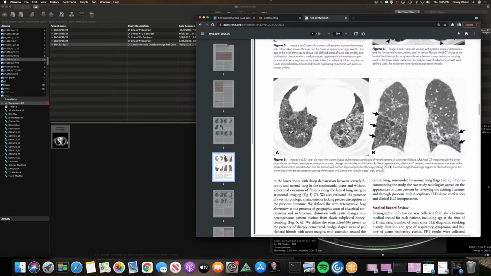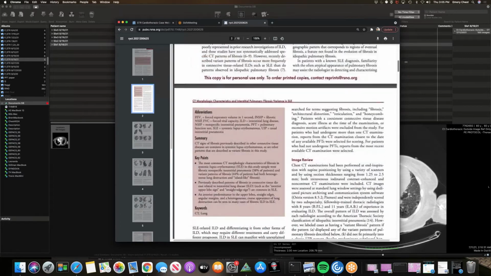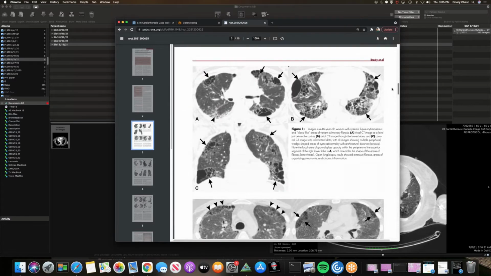So this is the article which I think you mentioned briefly a few weeks ago. It was published by some of my former colleagues and some of my current colleagues about this variant of interstitial lung disease seen in lupus patients, and they describe these island-like areas of fibrosis, which are very well demarcated, and notably they're involving the corners, specifically the anterior corners of the upper lobes, and then the lung bases.